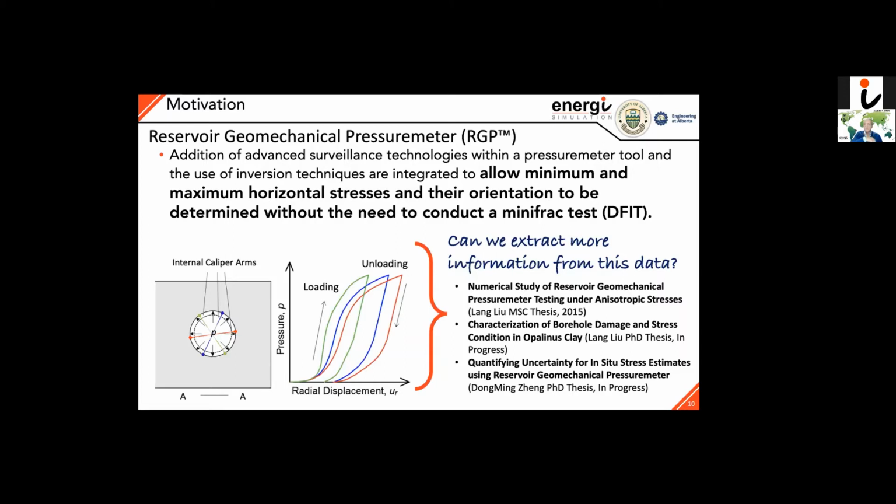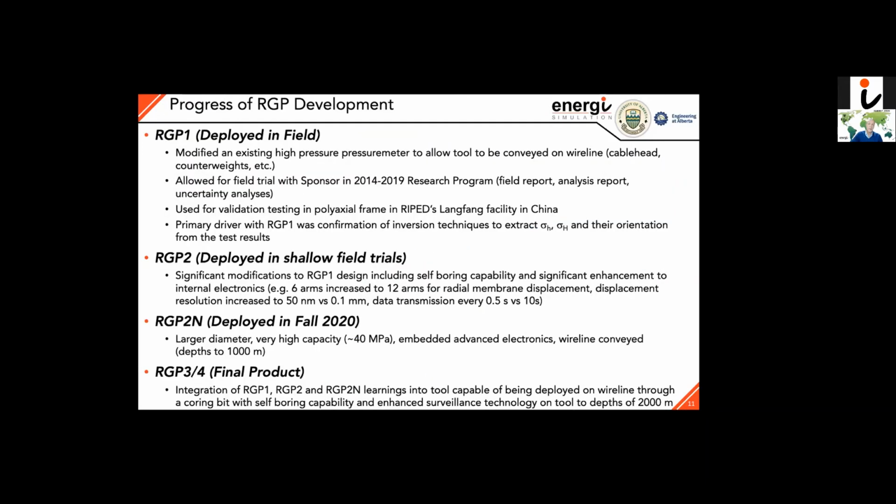So we just basically asked a different question. Can we extract different information from this data that's collected? Over the years, Lang in his MSc did some very sophisticated numerical modeling to look at what that means under anisotropic stresses, characterizing the borehole damage in much stiffer materials, which Lang has continued on for his PhD. And one of the things we learned in the first stages from one of the sponsors was this issue about trying to quantify uncertainty. I'll share a little bit with you, and that Dongming is working on for his PhD. So our progress is that we've basically worked on RGP1, we call it.